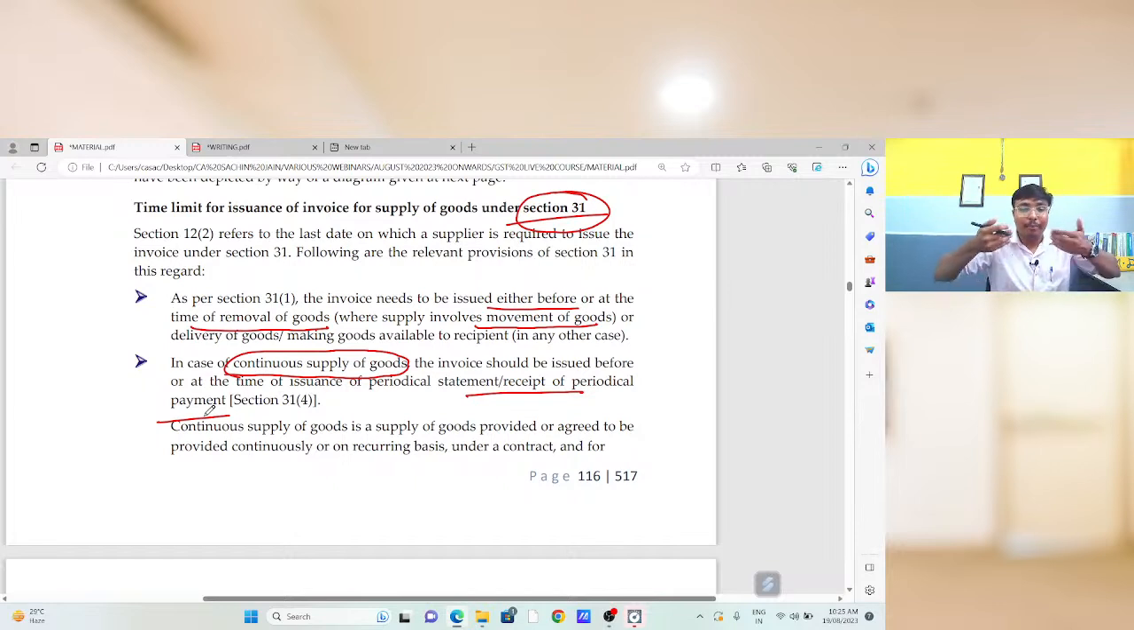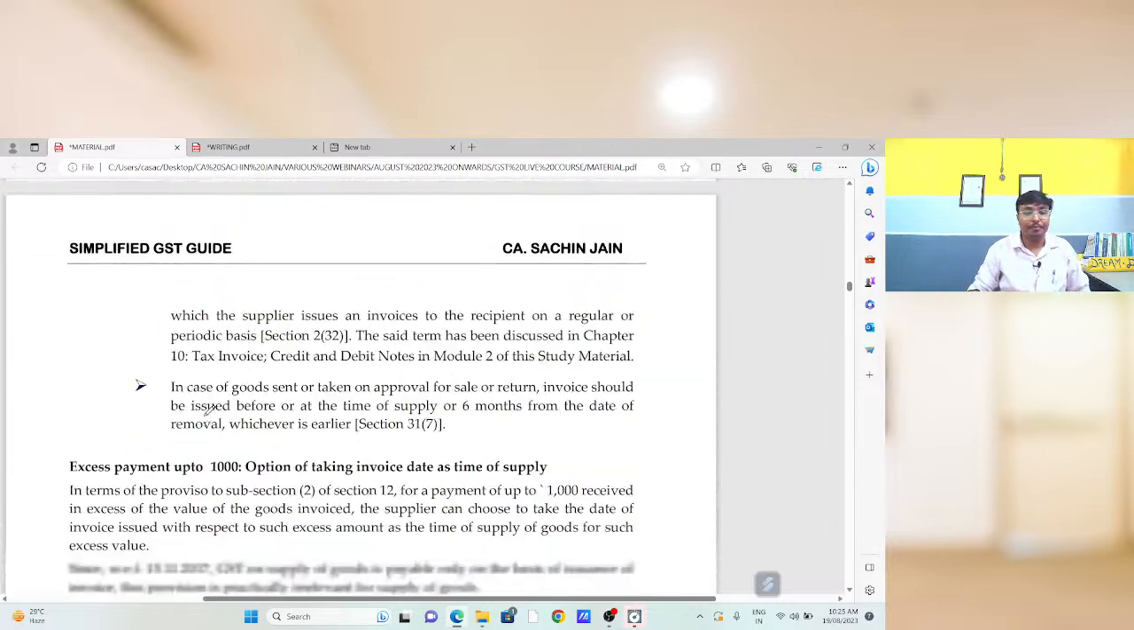In case of regular supply, on or before the removal of the goods, I need to issue the invoices. But whenever there is a continuous supply of goods, the date of the statement, whether on monthly basis or on quarterly basis, will be treated as the timeline to issue the invoice. I need to issue the invoice till the date of the continuous statement.